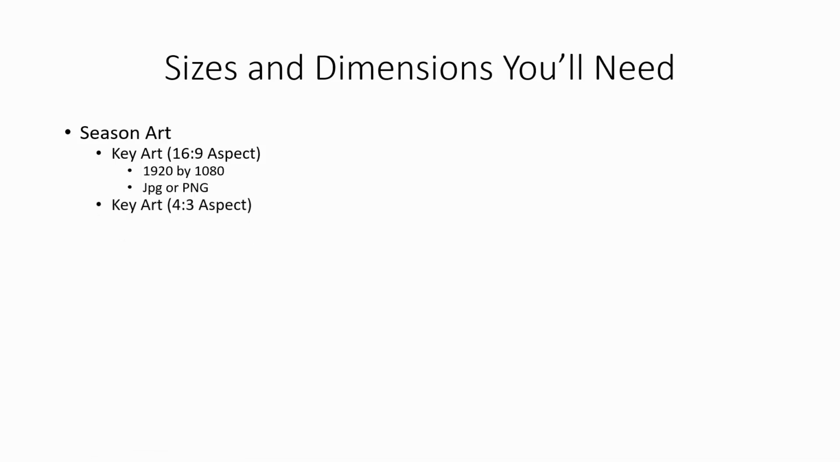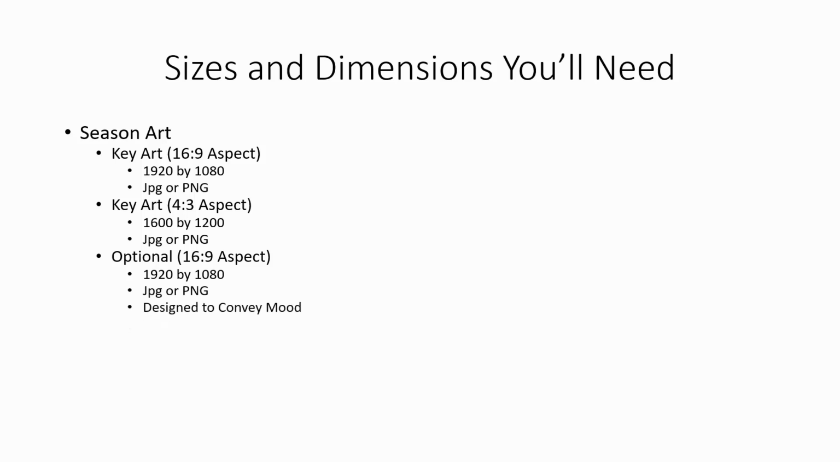There's key art that you'll need to create that is also a 4 by 3 aspect ratio. That'll need to be 1600 by 1200, JPEG or PNG. And there is an optional file that you'll want to upload that's a 16 by 9 aspect ratio. It's 1920 by 1080, JPEG or PNG, and this is going to be a background image. It's only going to appear on the devices in order to convey mood.